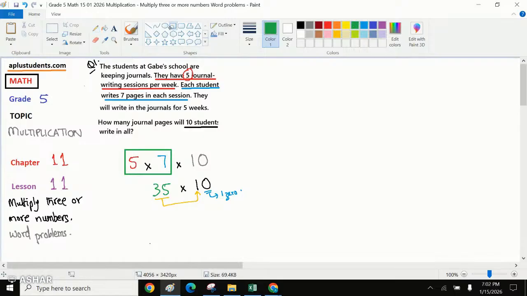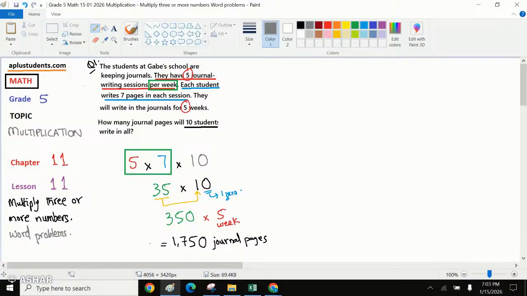This is given as per week information, right? And they are writing it for 5 weeks. So let's simplify this. This is 350. We multiply it by 5 weeks. This was the work done by 10 students per week. When we multiply it by 5, it becomes 1,750 journal pages. 10 students would write in 5 weeks.